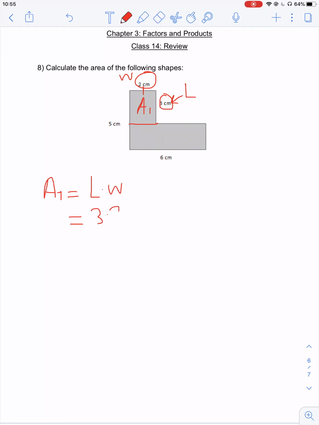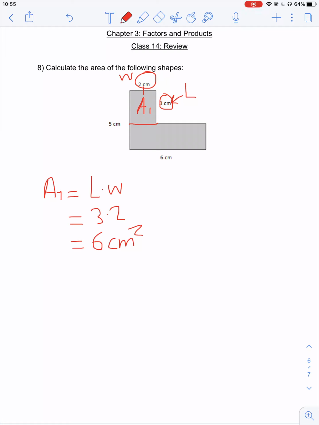So 3 times 2 gives me 6 centimeters squared. Make sure you're putting your units, guys, because I will be penalizing you for that. Make sure you have your units. Because the length was given in centimeters and the width was given in centimeters, the area has to be centimeters squared.